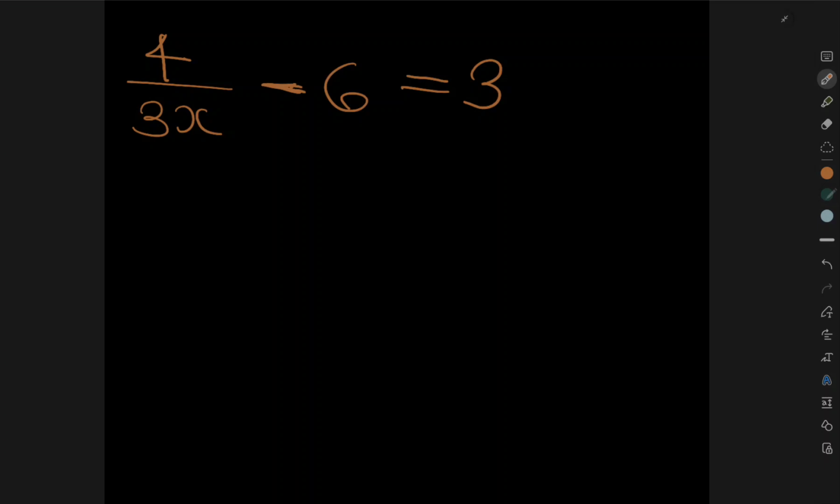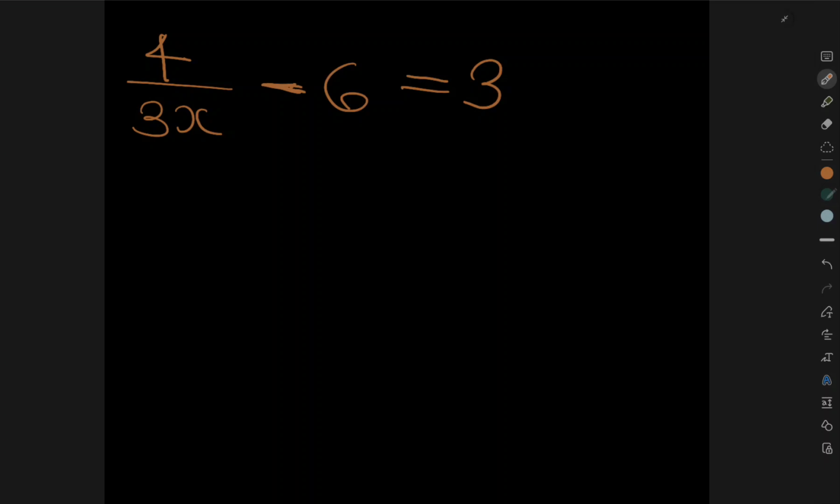Okay, so in the last example, we're going to be summing everything up into one complex equation. So let's say now we're given something like, let me just get back to pen. Let's say we're given something like 4 over 3x, oh sorry, not equal, minus 6 is equal to 3.